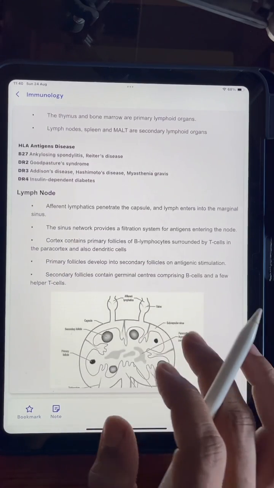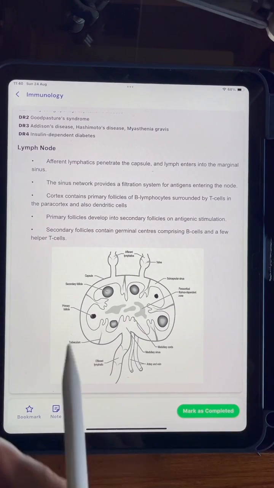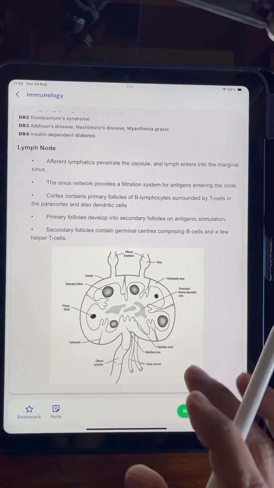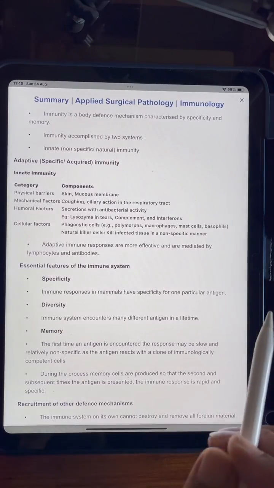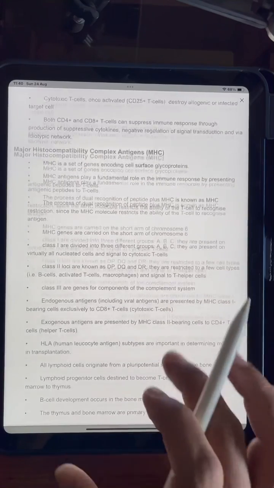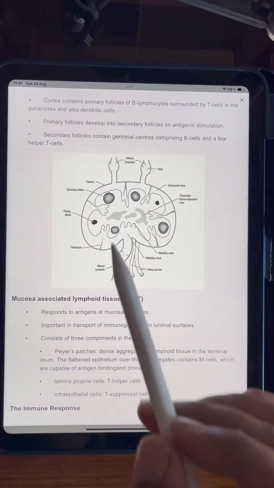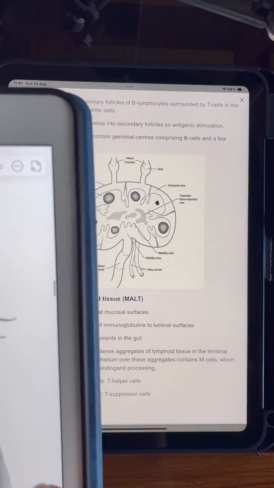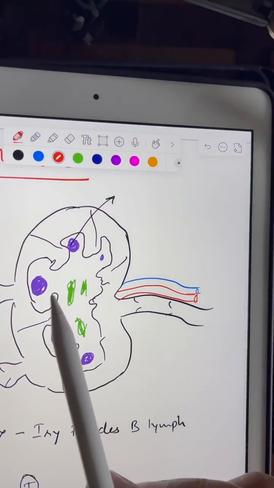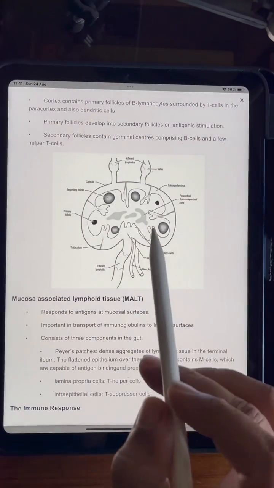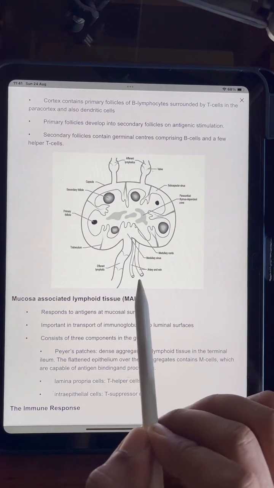How is the lymph node organized? Afferent lymphatics come from the side. Now there is the cortex with primary follicles, afferent lymphatics, and you see the secondary follicles, and these are the efferent lymphatics and vessels.